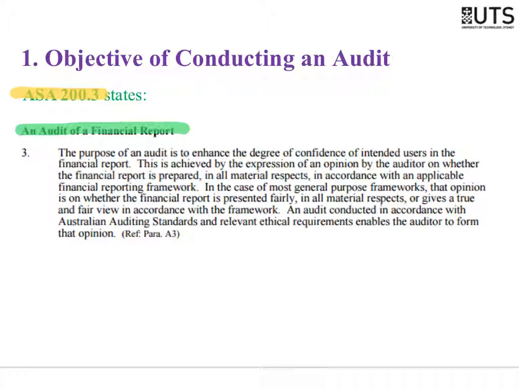So on that note, what does ASA 200 tell us? ASA 200 says, let's go through this one together. The purpose of an audit is to enhance the degree of confidence of intended users in the financial report. Now, we've just spoken about the financial report, including the statements as well as the written disclosures. What this is saying is that the purpose of what we do, the purpose of an audit, is to enhance the degree of confidence of the users. How do we do that?